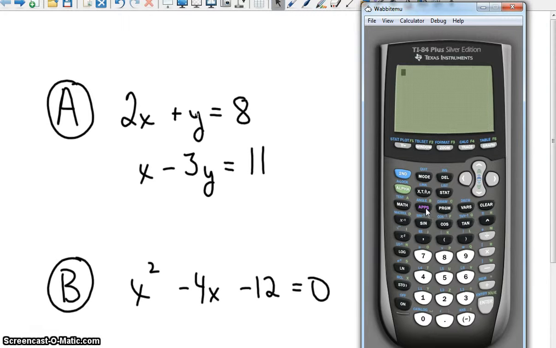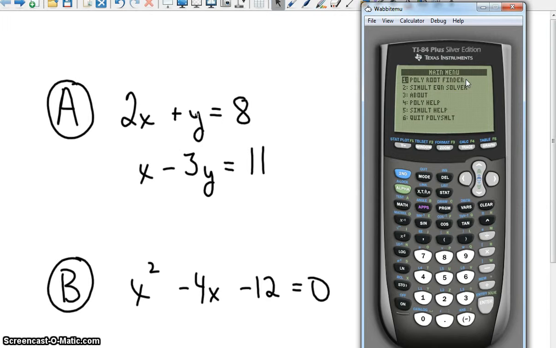So if we go to Apps, you should have PolySmlt2, the second one here. If you don't, you can find a friend or a teacher who has it and just connect, link, and download it to yours. So, go to PolySmlt2. Look at what it has there. It says press any key to continue. So I'll continue.